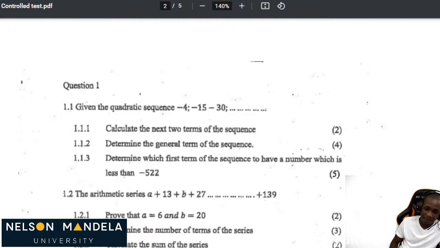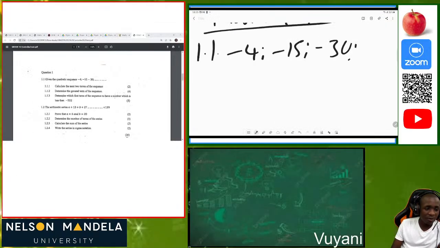Great. Now we are given -4. We are also given -15. We are also given -13. All right, now let's get the ball rolling. The first question says: calculate the next 2 terms of the sequence.